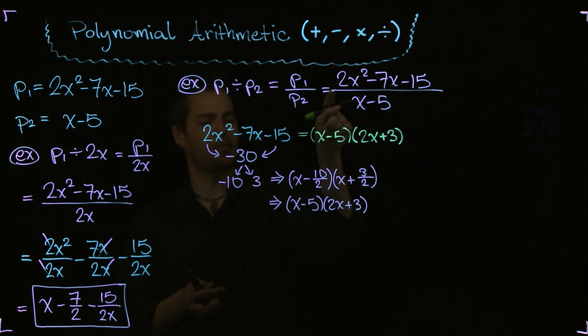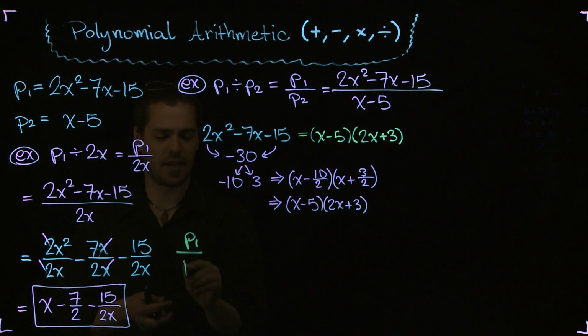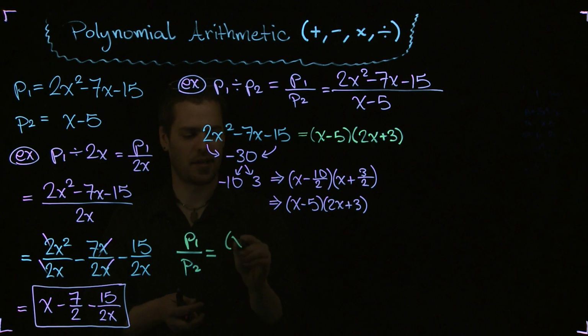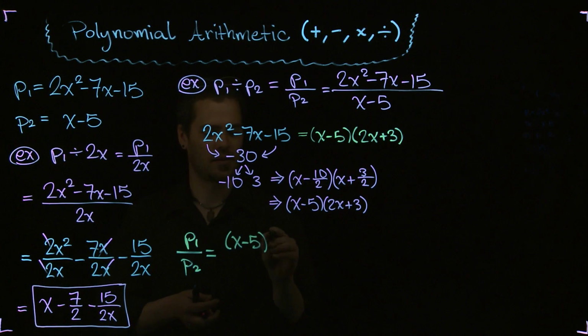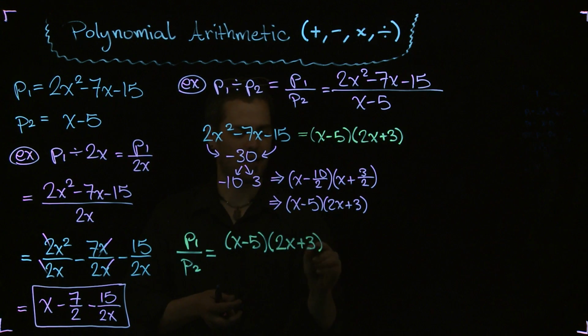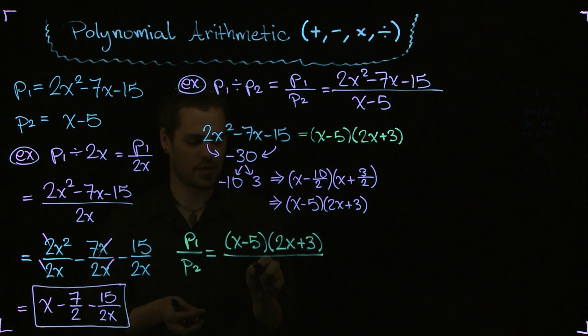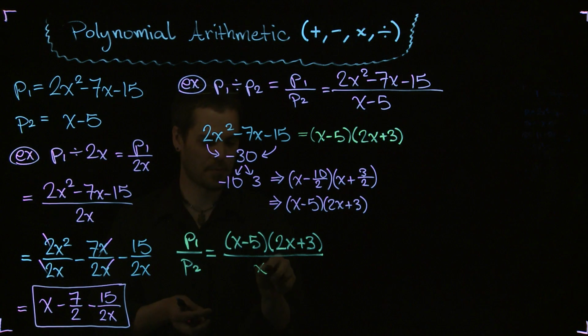So I'm going to rewrite what I have there on the top then. P1 divided by P2 as the following: x minus 5 times 2x plus 3. There's the factored version of the first polynomial. Not all polynomials factor. The bottom denominator, P2, is x minus 5.